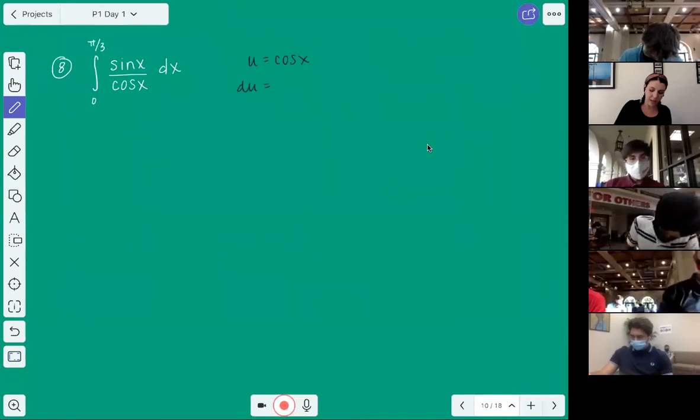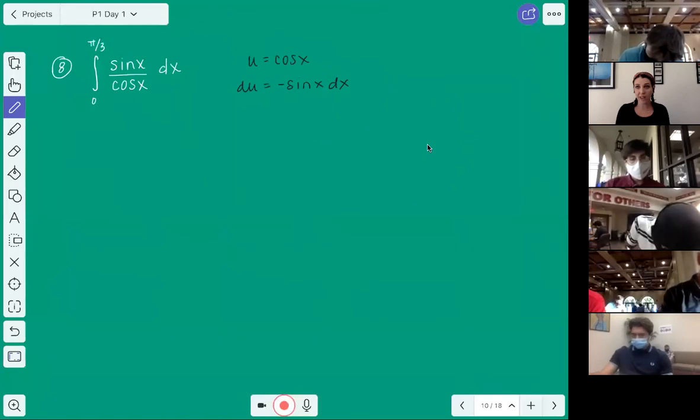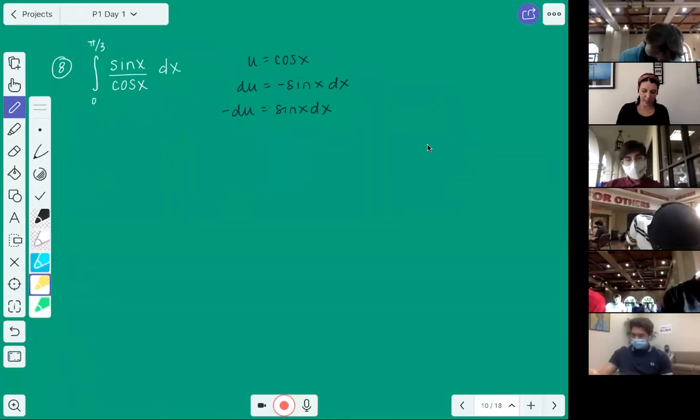We get du equals negative sine x dx. We don't have a negative there, so I'm going to put that negative over to the other side. Negative du equals sine x dx, and I'm going to start substituting things in.